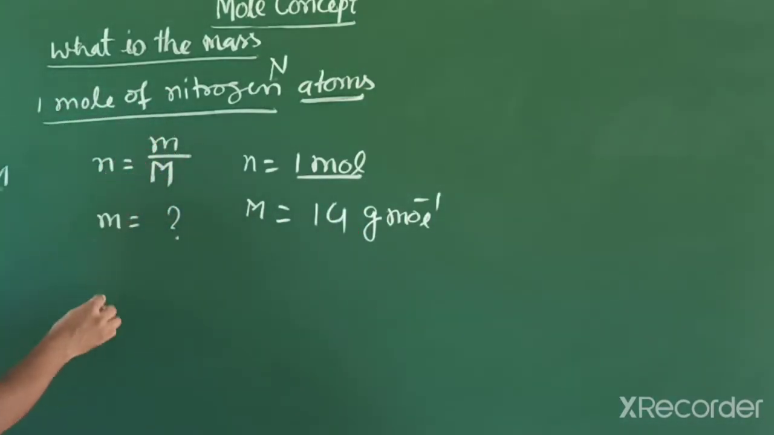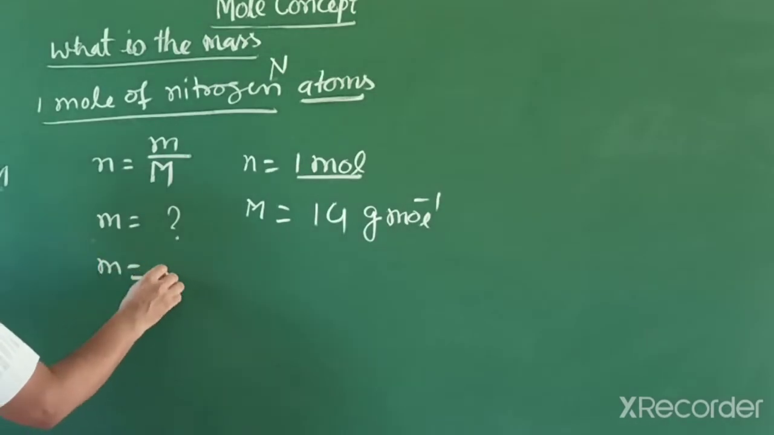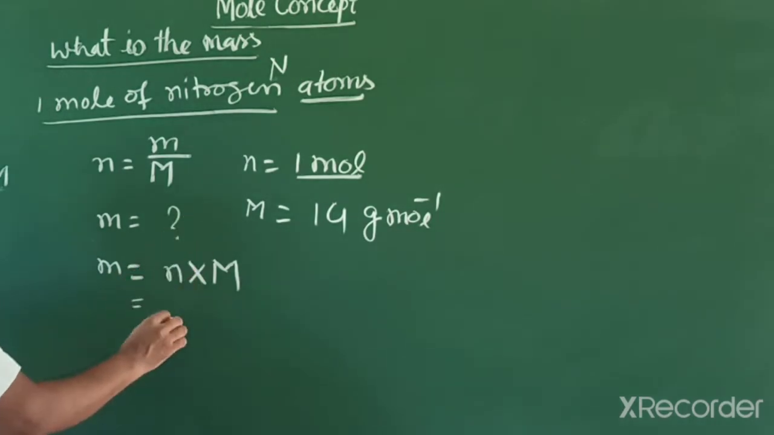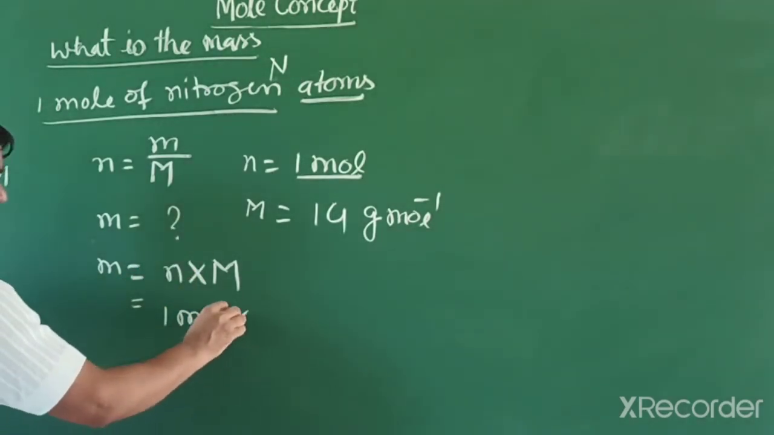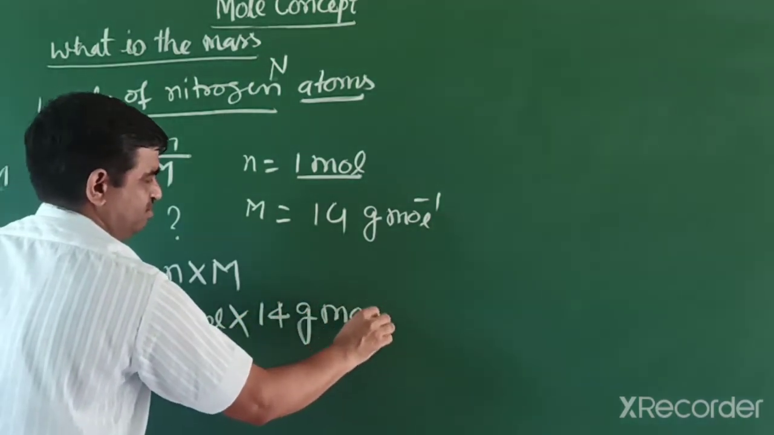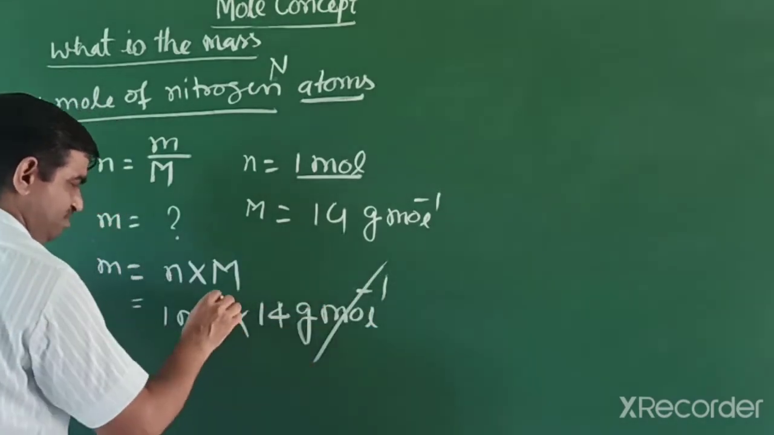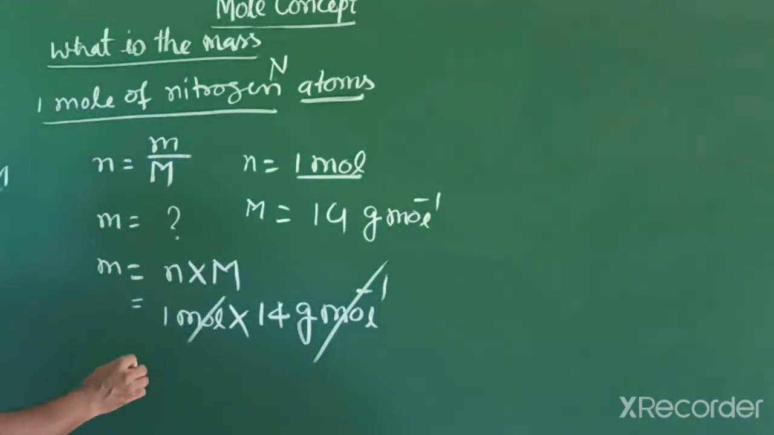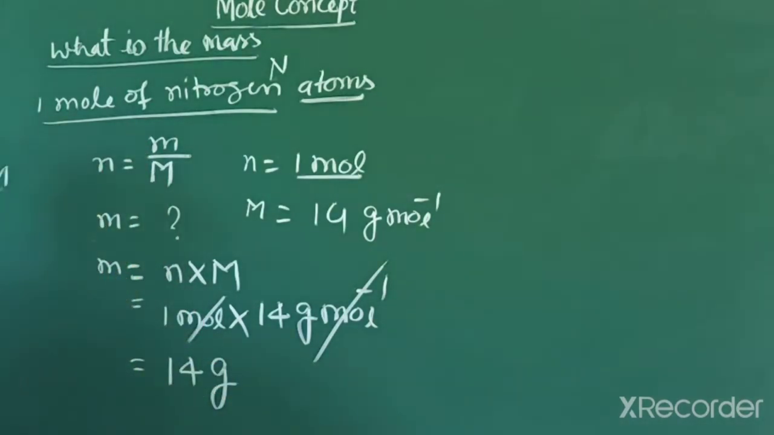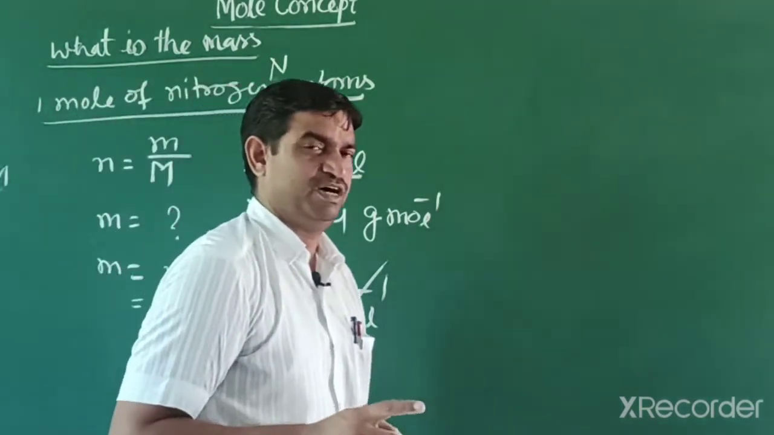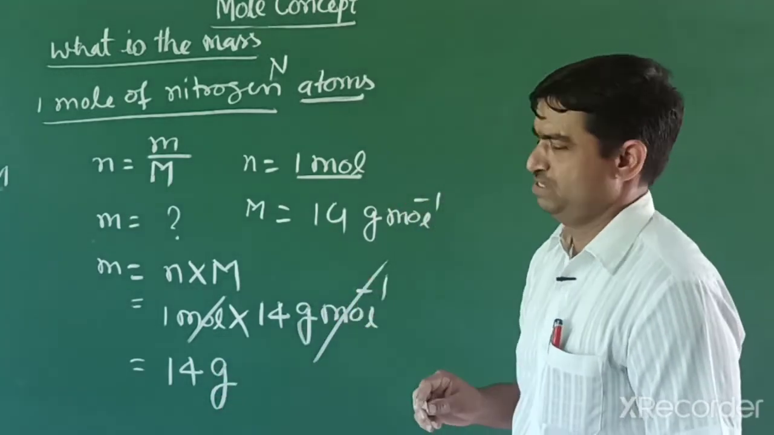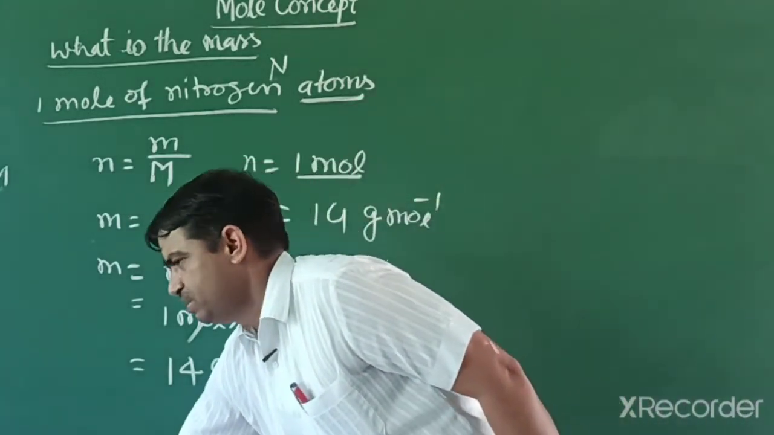So then we put the value, small m is equal to small n into capital M. Small n means 1 mole and molar mass is 14 gram mole inverse. So in this way, the mole value cancels and we get 14 gram. So the mass of nitrogen atom is 14 gram. If this question comes, what is the mass of nitrogen molecule? Then it's just double, because 1 molecule has 2 atoms.